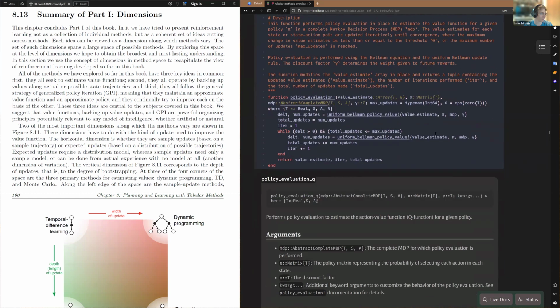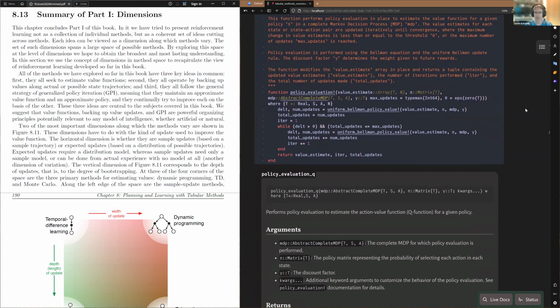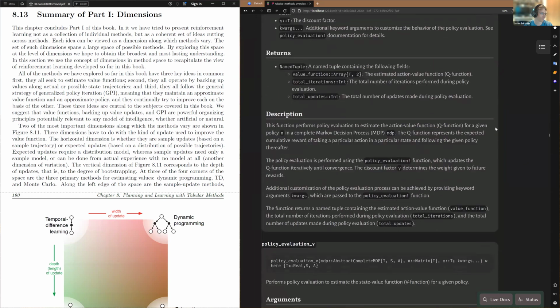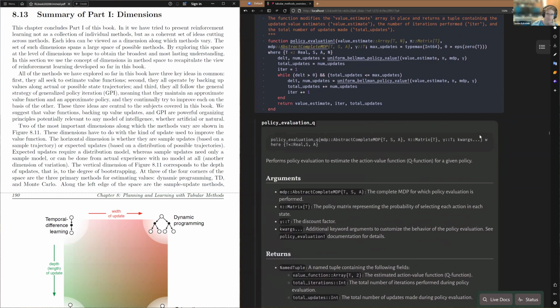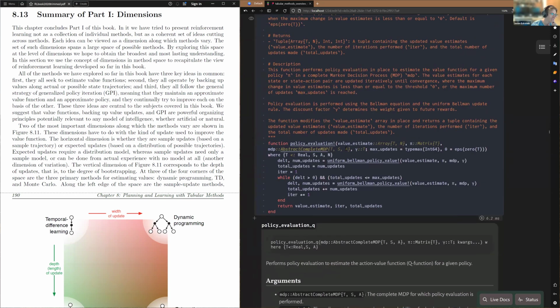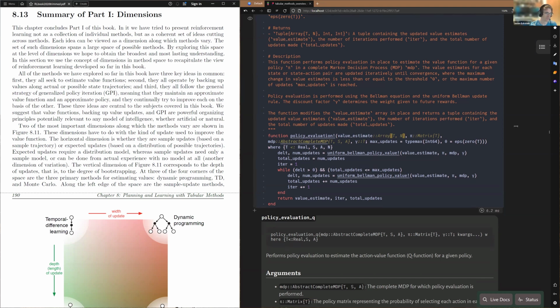Given an MDP, these functions here are what perform this policy evaluation. There's sort of two convenience functions for it, for Q and for V, and depending on how you initialize the value function, it will control which version you're doing. Here the value estimate is just a list of the estimated values. Whether it's a vector or a matrix will affect which version of the algorithm you're using.